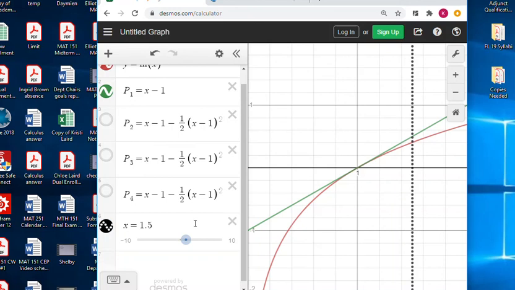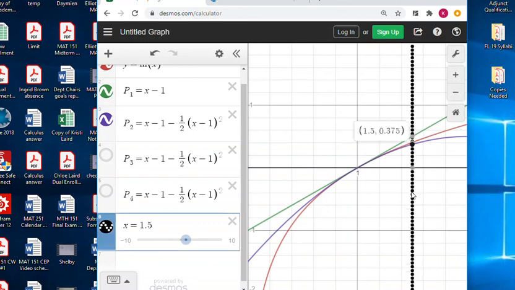All right, let's go ahead, and I'm now going to include the quadratic approximation, which I've already got typed in here as P2. There it is. It's this kind of purplish curve. And you can see that right here at 1.5, do you see how much closer the purple curve is to our natural log graph as compared to the line? The quadratic approximation is definitely better. There's that 0.375 that we got in our chart if you look at it.